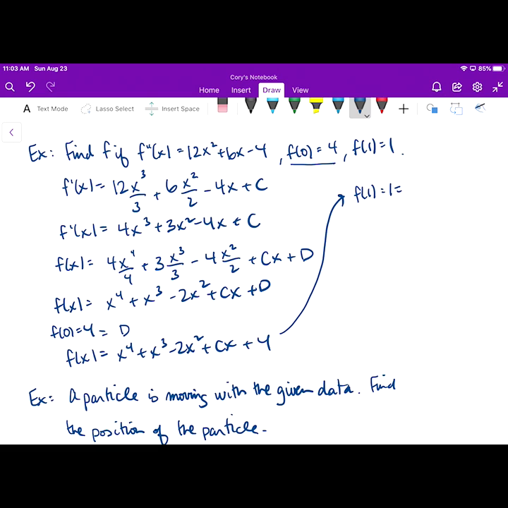So when I plug 1 in the place of x, we get 1 plus 1 minus 2 plus c plus 4, which makes 1 equal to, the 1 plus 1 and minus 2 cancel. So that leaves us with c plus 4, which makes c equal to negative 3, which thereby makes the function f of x equal to x to the 4th plus x cubed minus 2x squared minus 3x plus 4.